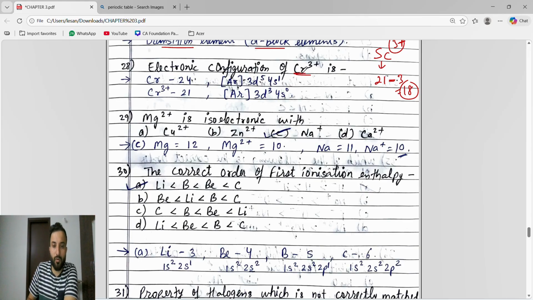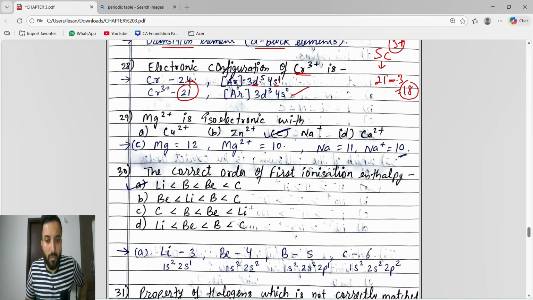So first of all, we'll write for chromium. Chromium is 24. So its electronic configuration is Ar 3d5 4s1. Now Cr3+. 3+ means what? We'll remove the 3 electrons. So 24 minus 3, we have 21 electrons. 3 electrons we have to remove, guys. So first we'll start from the outer. Outer is S. So from S we will remove the 1 electron. Now the remaining 2 we will remove from the next, D. So from D we will remove 2, 5 minus 2 is 3. So we remove a total of 3 electrons. So this is the correct electronic configuration for Cr3+.